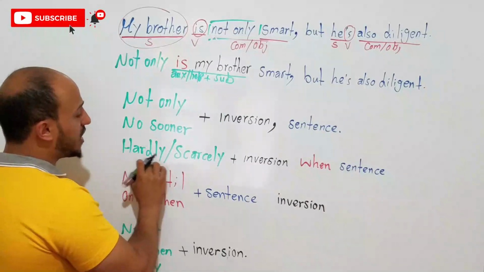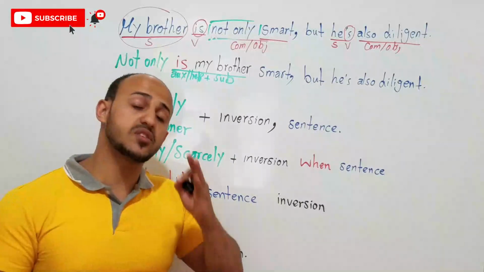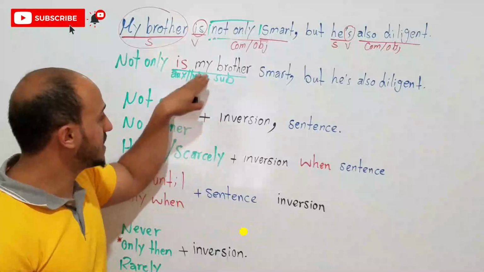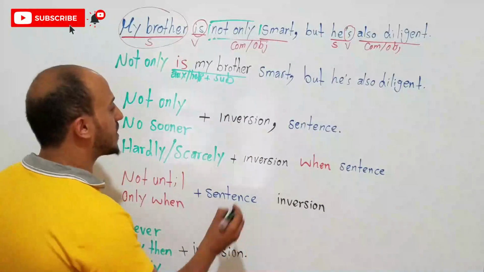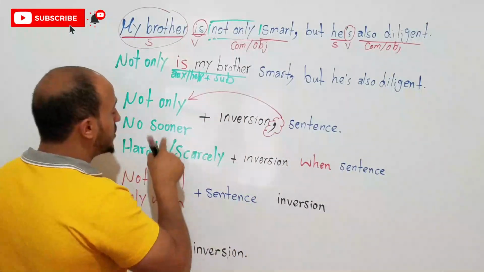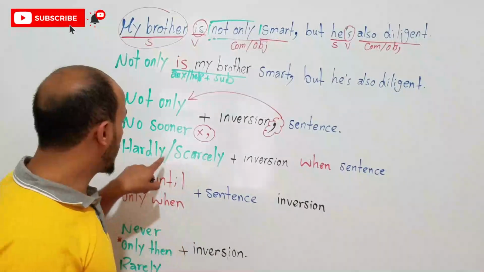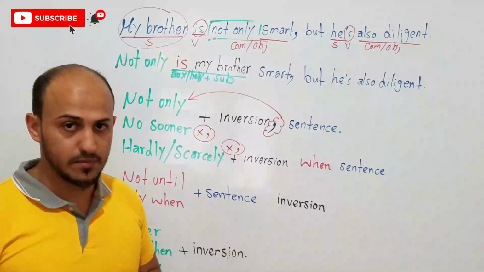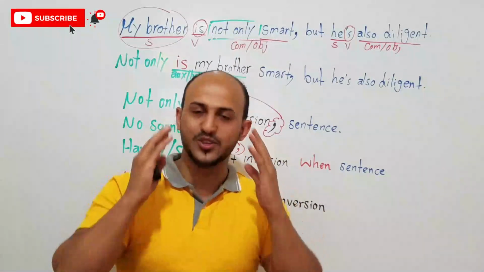No sooner, hardly, scarcely. When you use these three keys, after them you must use inversion, all right? So this is the inversion here. So the same example. And after it, you use a comma, then you bring a sentence, all right? Remember, guys, the comma here is only for not only. So when you use no sooner, don't use a comma. You don't need a comma, right? Or scarcely, no comma, okay? Do not use a comma, all right?